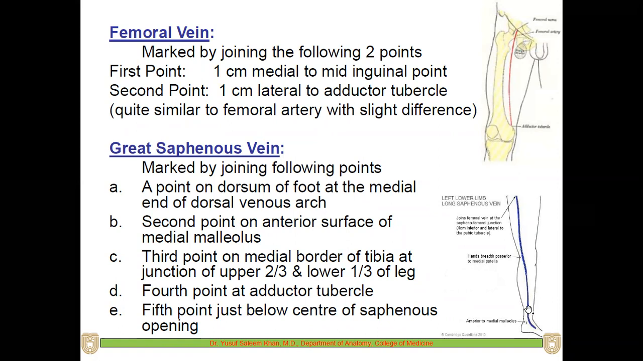If you join all these points, you can easily draw the surface marking of the saphenous vein on the body. First point on the dorsum of the foot on the medial side. Second, anterior to the medial malleolus. Third is the junction between the upper two-thirds and lower one-third of the leg. Fourth point, adductor tubercle, and the fifth point is on the saphenous opening. Join all these points, then it becomes the surface marking of the great saphenous vein.